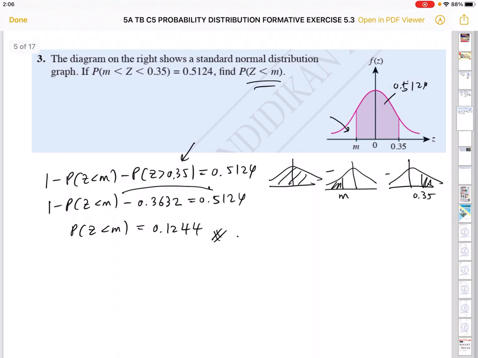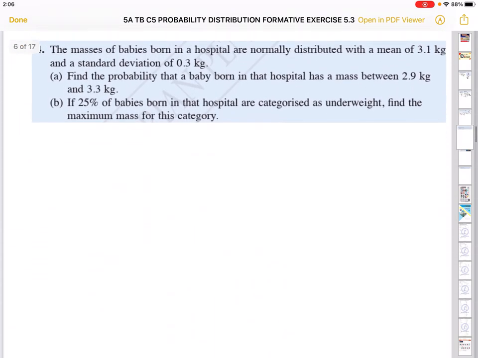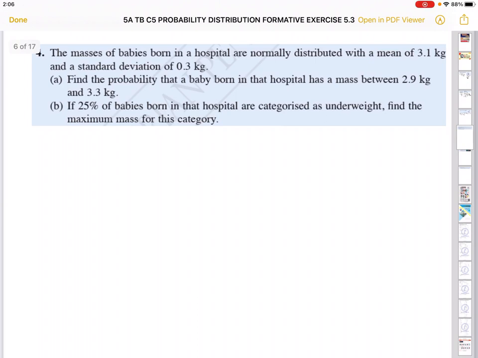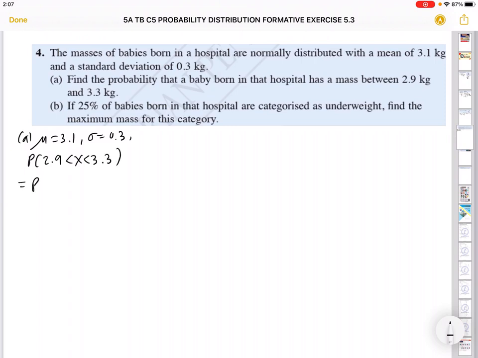Alright, let's move on to question number 4. So the masses of babies born in a hospital are normally distributed with mean of 3.1, standard deviation 0.3. Find the probability that a baby born in the hospital has mass between 2.9 and 3.3. Remember, the first thing is you need to standardize this. When you standardize, you need to minus your mean, divide by your standard deviation. So 3.3 minus 3.1, divide by 0.3.